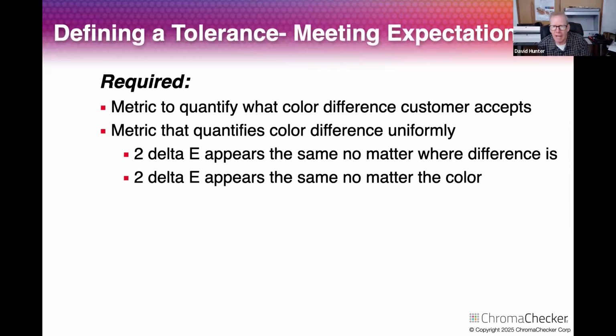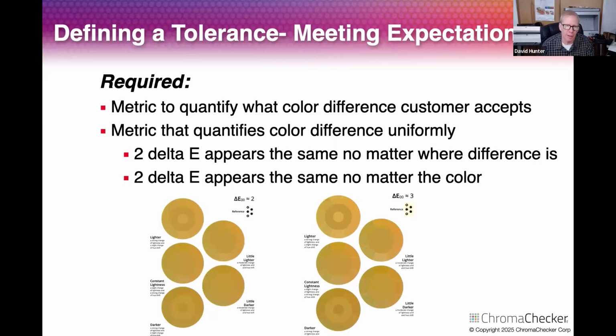So when we're defining a tolerance, it's all about meeting the customer's expectations. What's required is that whatever metric you use to quantify the color difference, the customer will accept. And that metric has to quantify the color difference uniformly, meaning a 2 delta E has to appear the same no matter where the color difference is in the spectrum, and no matter what the color is. Let's just jump here and show you this tool called our variator.